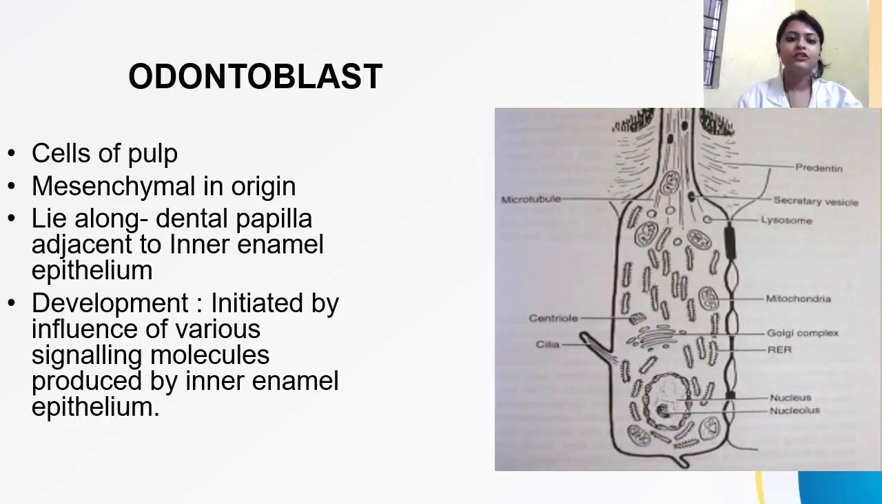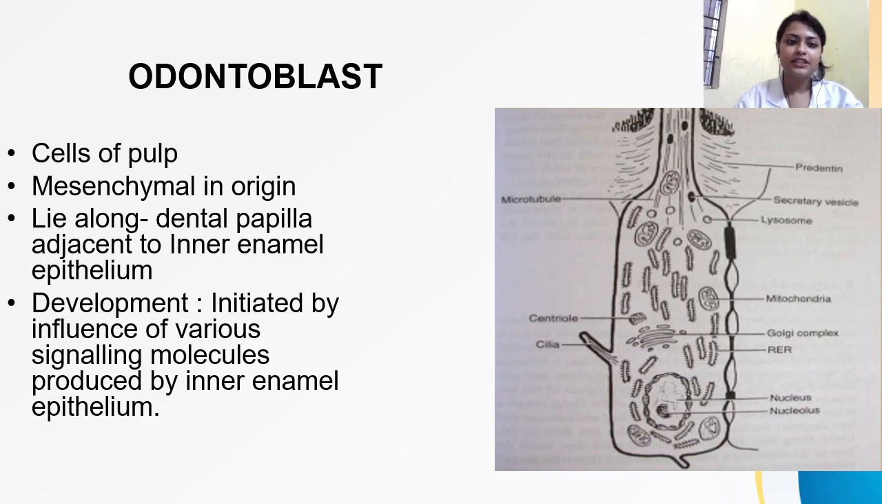Now coming to the specialized cell called odontoblast. It is a cell of the pulp. It is mesenchymal in origin, from the ectomesenchyme. Dental pulp and dentin all originate from the dental papilla. Dental lamina gives rise to enamel. Dental papilla will give rise to dentin and pulp. So the dental papilla is one thing, but the ectomesenchyme, so it is a mesenchymal origin.